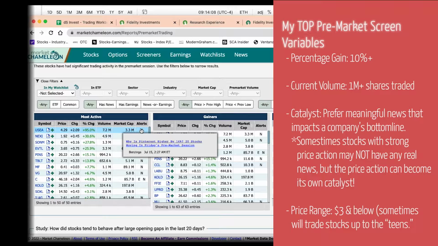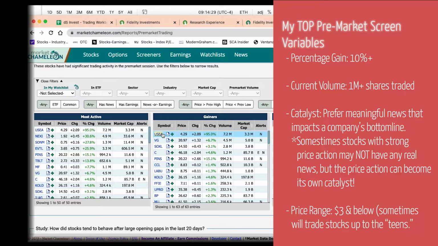Preferably some kind of fundamental news that impacts the bottom line of the company in a meaningful way, and not just some little hype. I'm not interested in hype. I'm interested in meat that actually generates a strong reaction in my favor. I also look at the top gainers, and this can be a little confusing sometimes because top gainers are not necessarily the most active, and sometimes the top gainers are not the exact same ones by percentage over here either.